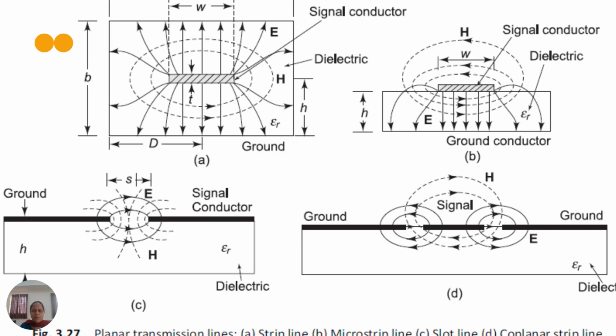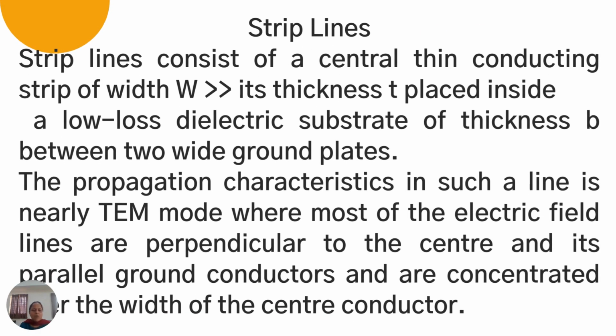Here H and E are formed in the form of circles, and based on the way E and H are formed, we can say they exhibit some mode of propagation, either TE or TEM. This is a TEM mode of propagation. This may be TE, and this may also be TE. Now we'll go back to strip lines. So what is a strip line?